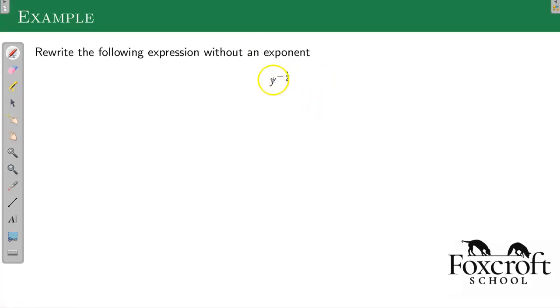Y to the negative 1/4, interesting. So we have the negative first. That means it moves to the bottom of the fraction. And then we have a 4th root because of the exponent. So that would be our final answer.